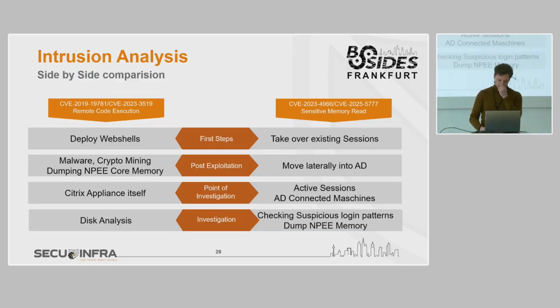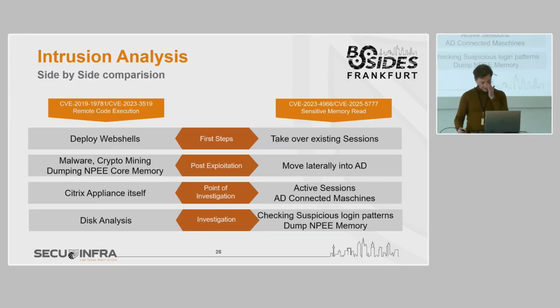And then lastly, how to investigate it? Well, on the left side, as I said, we need to analyze the appliance itself, so we need to take a disk image or something like that, and take a look at it to confirm if there was successful exploitation and if we need to continue our investigations into the AD or the environment itself. On the right side, as already said, we need to check for suspicious login patterns, which is not that easy sometimes, and we can dump the NSPPE memory again, as the attacker did. Basically, we do it ourselves because we can just check there for requests.